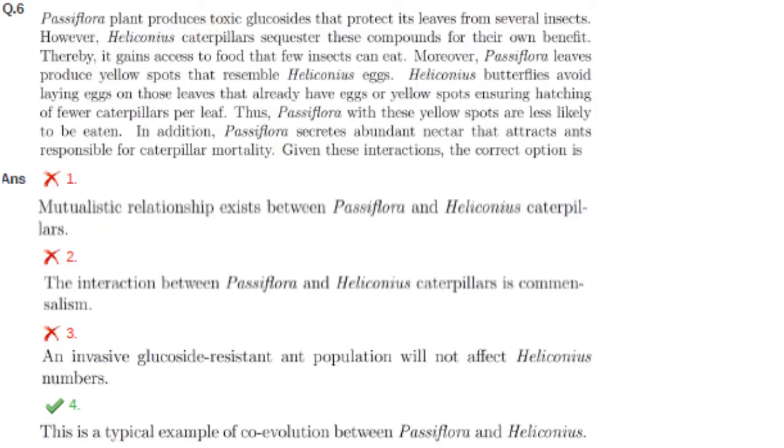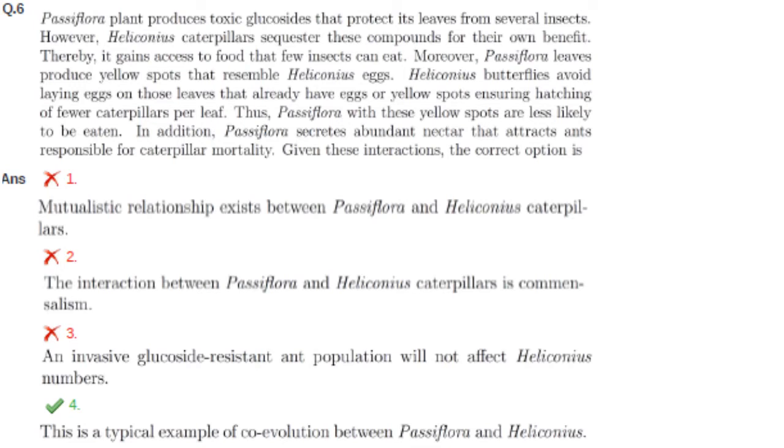Then next one. Passiflora plants produce toxic glucosides that protect its leaves from several insects. However, Heliconius caterpillars sequester these compounds for their own benefit, thereby it gains access to food that few insects can eat. Moreover, Passiflora leaves produce yellow spots that resemble Heliconius eggs. So Heliconius butterflies avoid laying eggs on these leaves that already have eggs or yellow spots, ensuring hatching of fewer caterpillars per leaf. Thus, Passiflora with these yellow spots are less likely to be eaten. In addition, Passiflora secretes abundant nectar that attract ants responsible for caterpillar mortality.